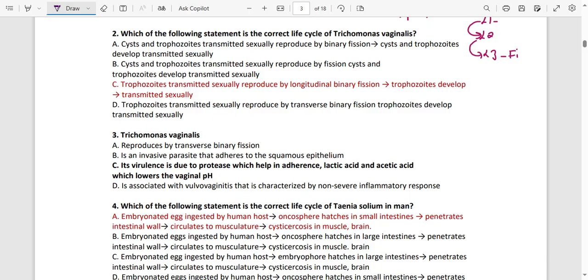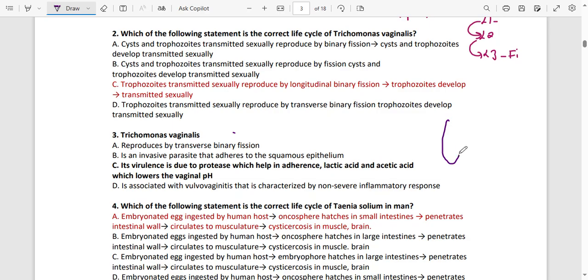So besides that, one thing we need to know is that it's an obligate parasite. Importantly, it infects only squamous cells, not columnar cells. That's an important thing to know about Trichomonas vaginalis. It is going to infect squamous cells and not columnar cells.